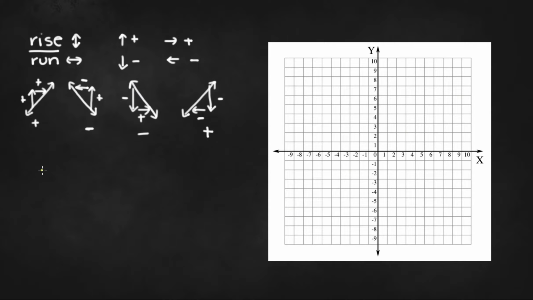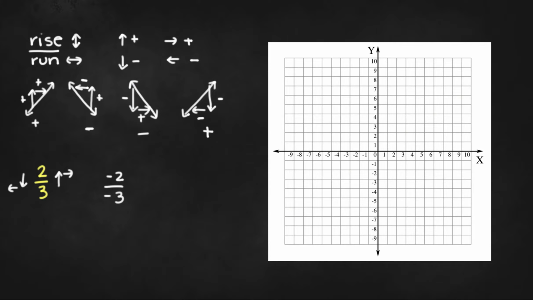So, for example, if we have a slope of 2/3, we can move in 2 ways. We can go up 2 and right 3, or we can go down 2 and left 3, because down 2 and left 3 is -2 over -3, which is the same thing as 2 over 3.